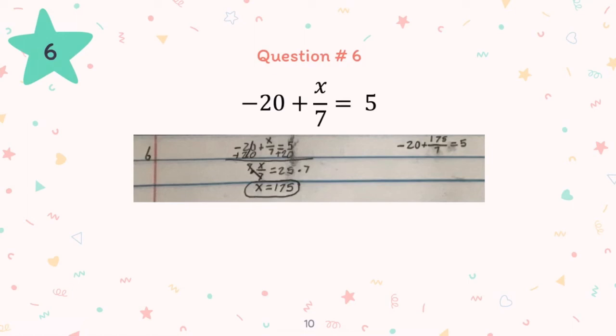And then if we want the x by itself, we do 7 times 7, which cancel each other out. And then we do the same thing on the other side, 25 times 7, which x equals 275.